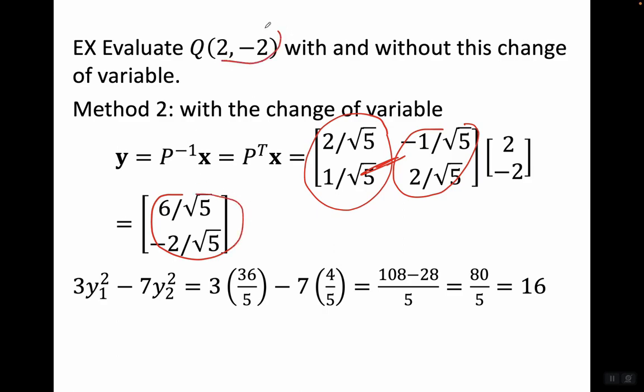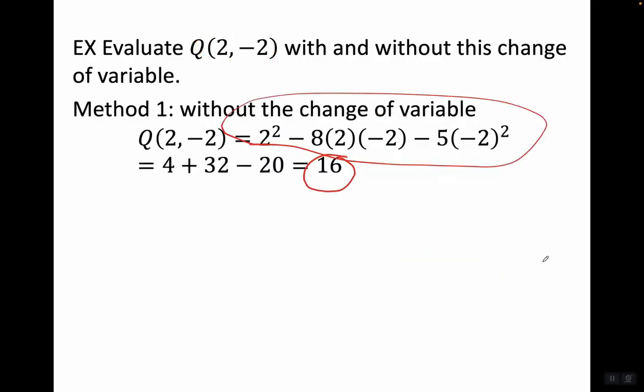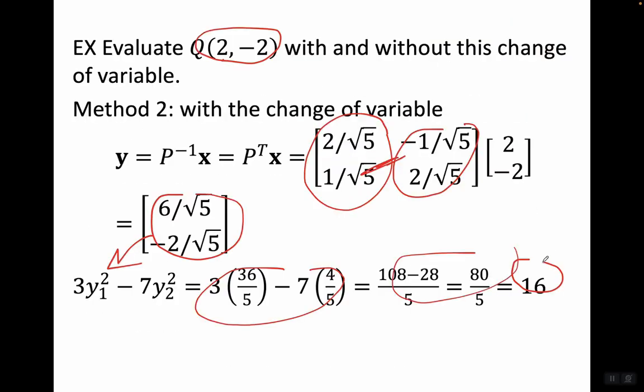So we're not going to plug in (2, negative 2). That's what we plugged in for x. The corresponding y-components are 6 over root 5, negative 2 over root 5. And that's what we plug into this quadratic form, 3y1 squared minus 7y2 squared. Okay, this is what we get. Simplify, and we end up with 16. That was method 2. Is that what we got last time? Oh, yeah, that's what we got last time.